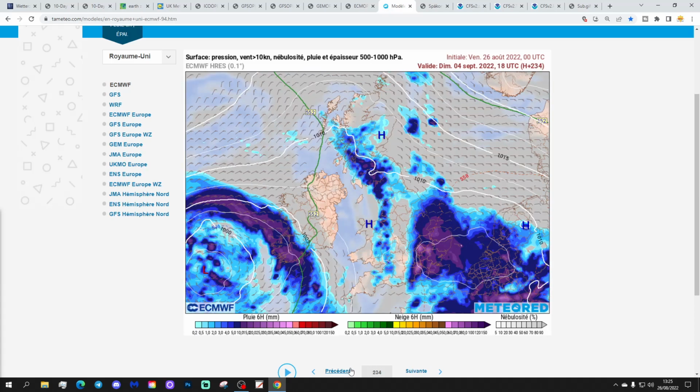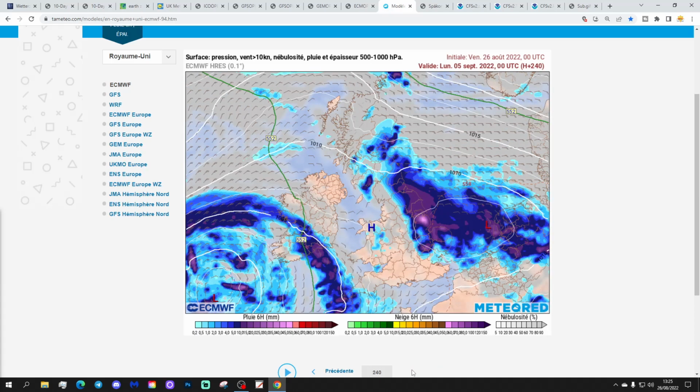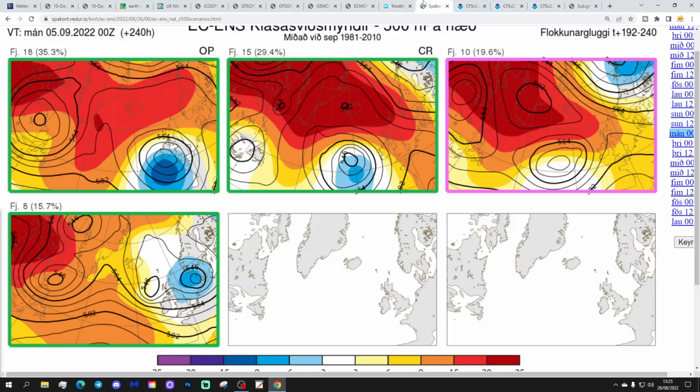Looks like we've got a little bit of a deluge on our hands for some parts of the country, with heavy rain both to the east and also to the west as well.